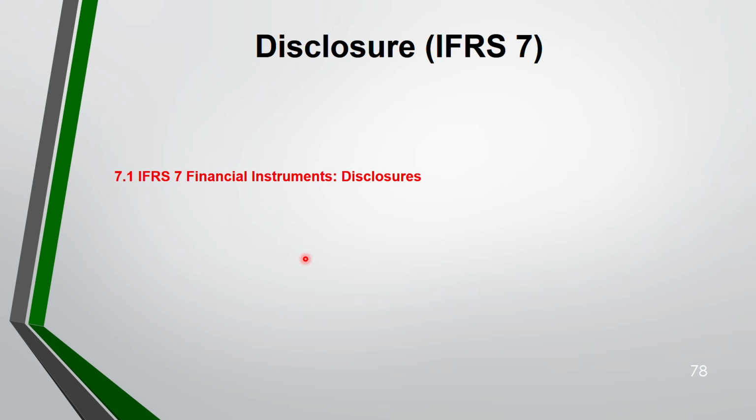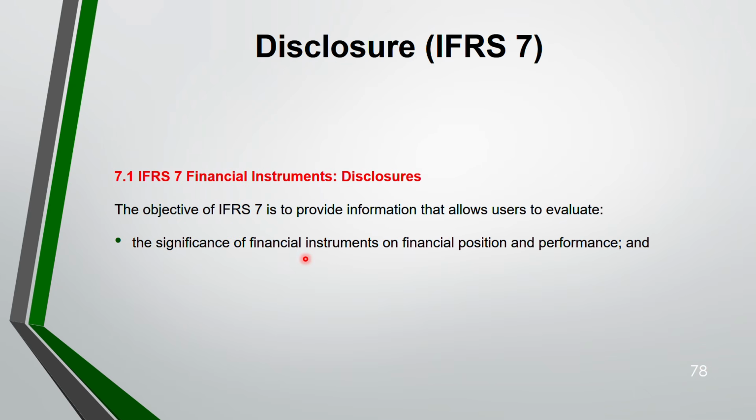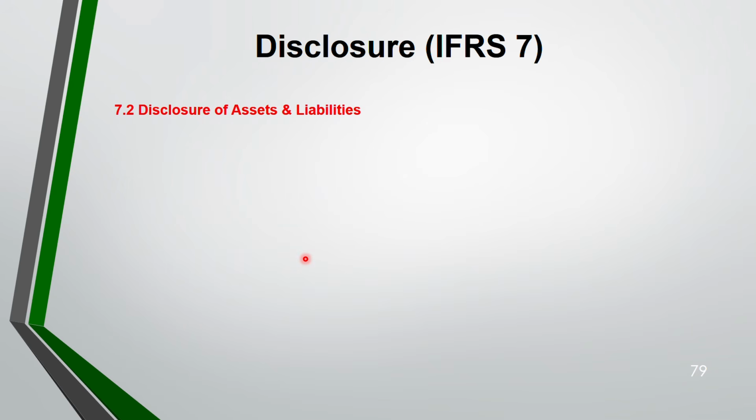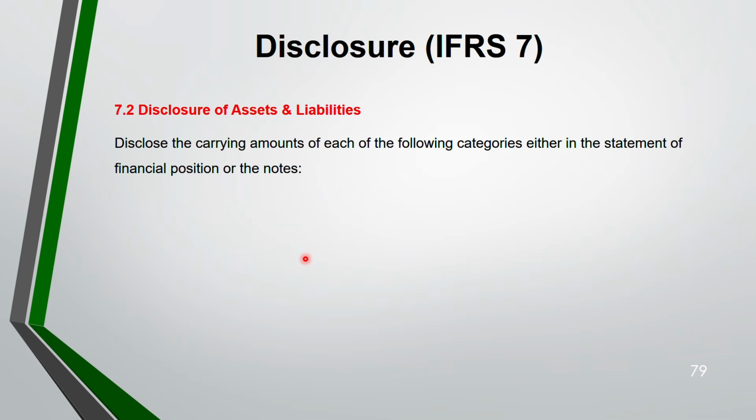Now we'll move on to the last standard, that is IFRS 7, which talks about the disclosure part of financial instruments. The objective is the significance of financial instruments on your financial position and performance, the nature and extent of the risk from the financial instrument, and how entities will manage those risks. That's what they will disclose. Regarding disclosure of assets and liabilities, they will recognize this in the statement of financial position, or in the notes.